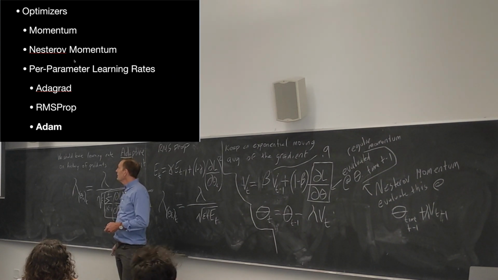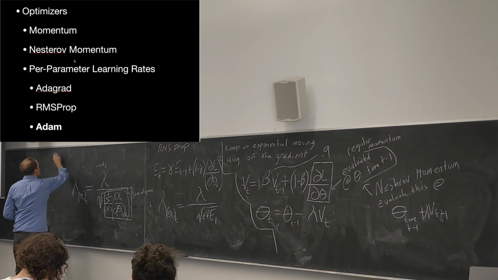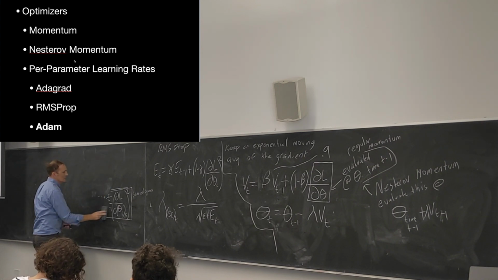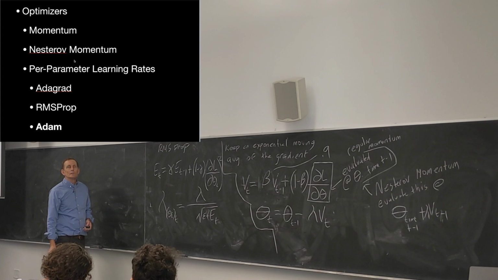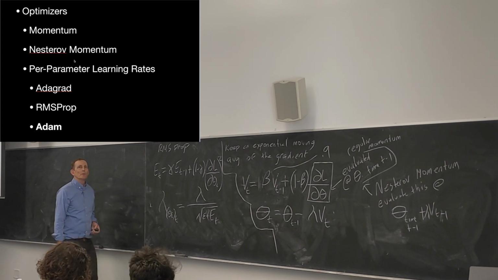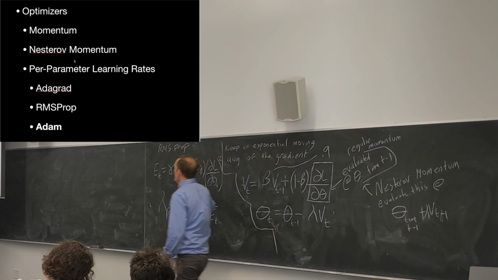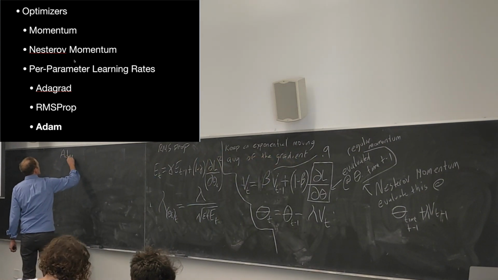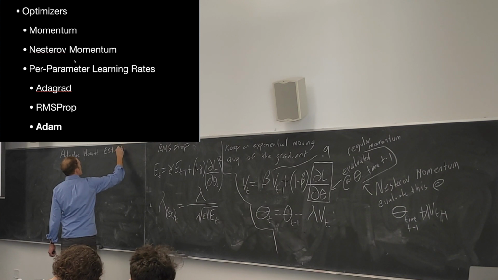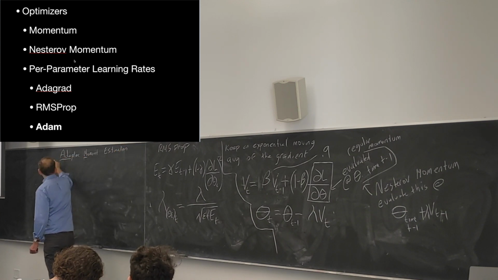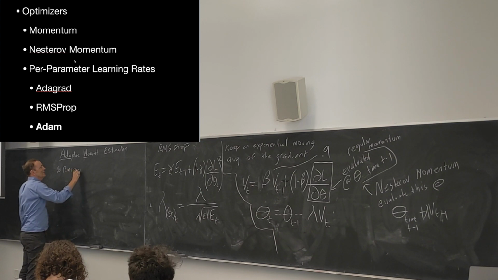Okay, and then the final one is Adam. So Adam stands for adaptive, again, and I'm trying to remember exactly what it stands for. It's not some guy's name. Yeah. So it's adaptive moment estimation. I want you to think of it as RMSprop plus momentum.